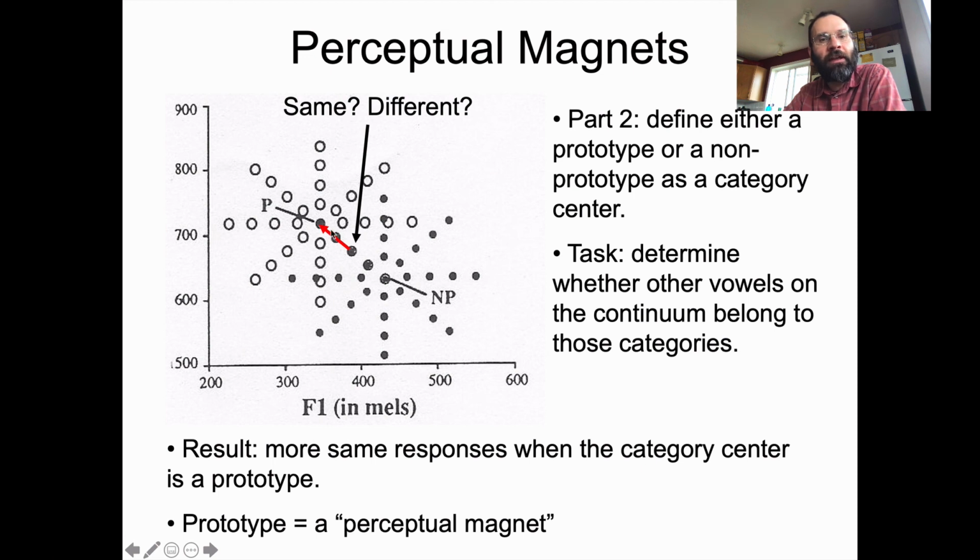And their theory was that you define an entire category based on these centers. So whatever new token you hear, you glom it on to the category that it's most similar to, defined by that prototype. Whichever prototype in the vowel space the new token you're hearing is closest to is the one that you perceive it as, rather than perceiving it as some random other spot in the perceptual space. They called this the perceptual magnet effect because the prototype drags the unknown token closer to it to belong to its category rather than the non-prototype.